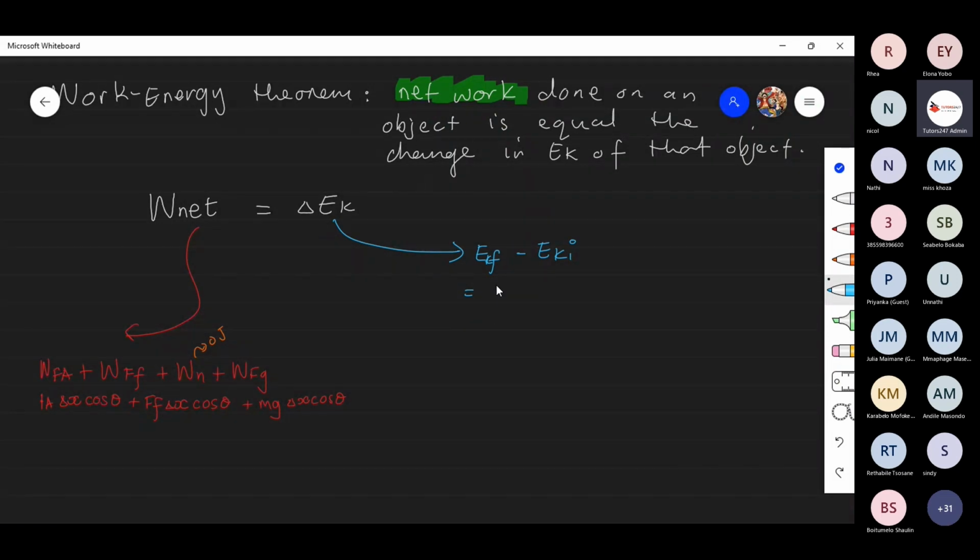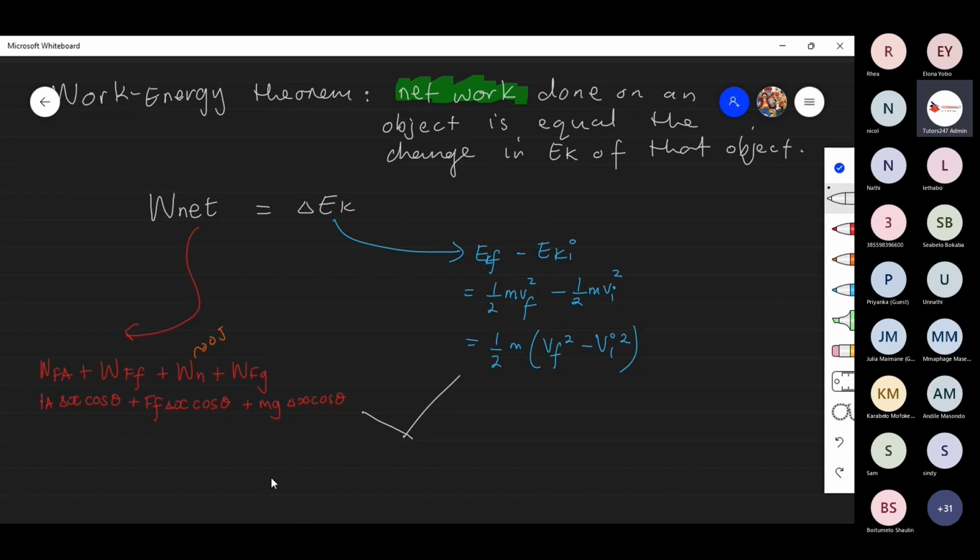So this is then going to become a half mass Vf squared minus a half mass Vi squared. Now, as you can see, we have a common factor, which is a half times mass. So we can take out our common factor from this equation, which will then leave us with Vf squared minus Vi squared. Now, we have simplified the right-hand side and simplified our left-hand side. So let us now combine the two into one.